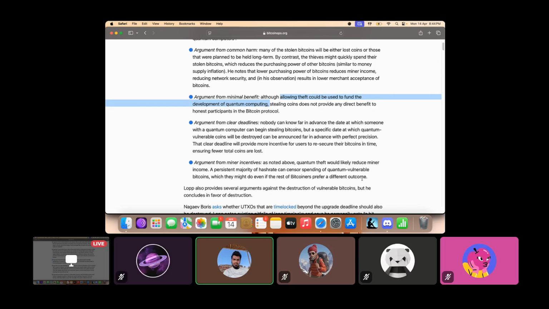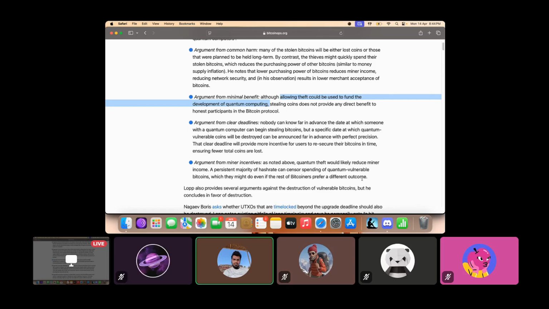So, even if you don't confiscate the coins, even if you don't burn the coins, as per this assumption, the miners are not going to mine those coins any which way. So, the people that refuse to upgrade to a quantum resistant address, their bitcoins will be rendered null and void. They will not carry any value because the miners will censor them. So, they cannot spend those bitcoins for any reason.